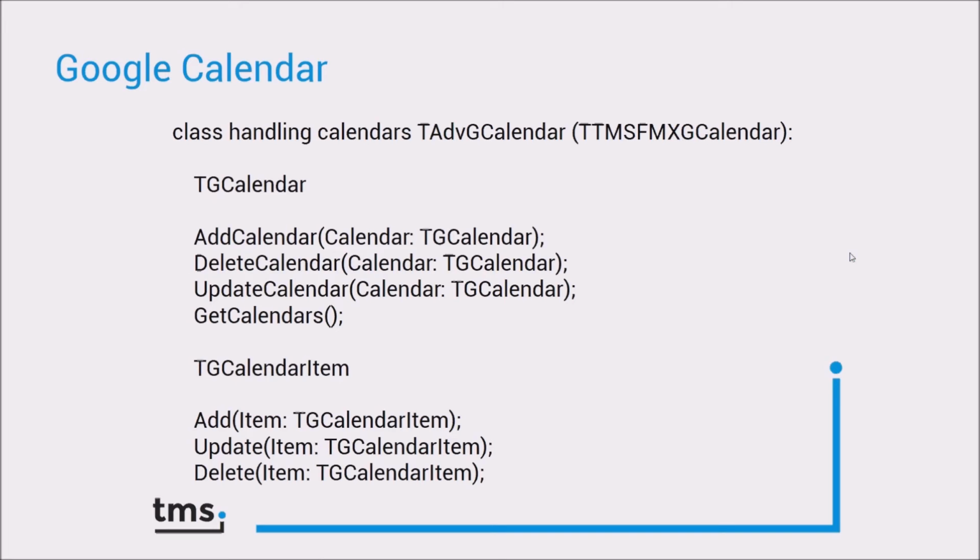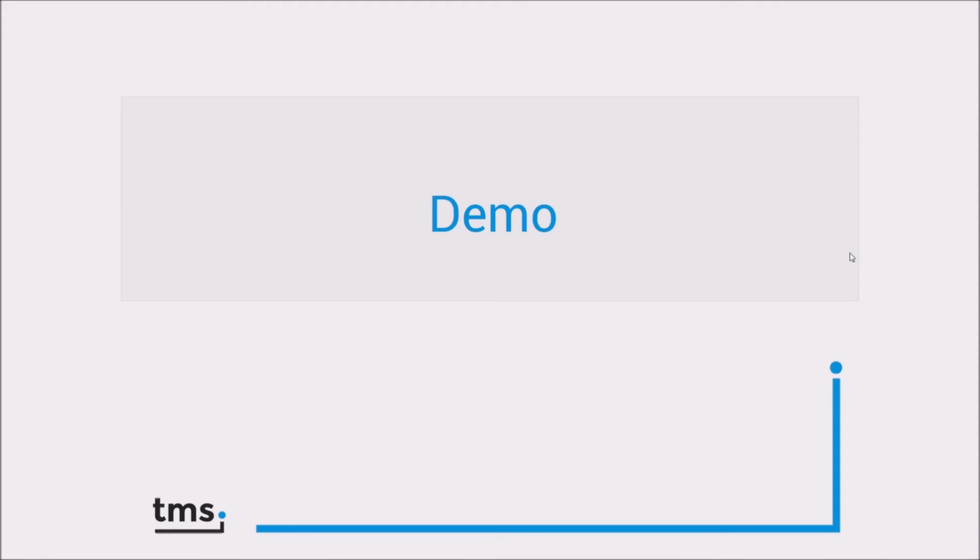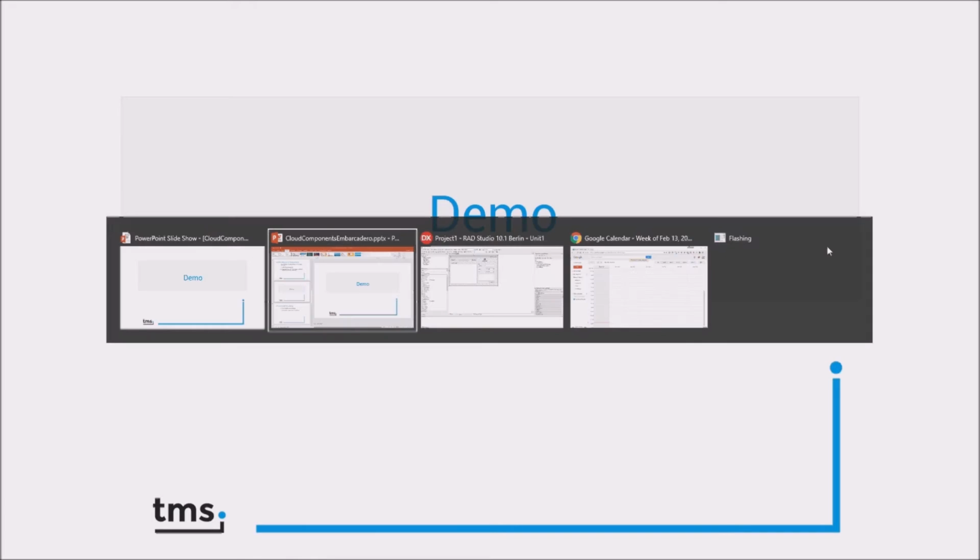And it exposes this via methods where you can add, delete, and update calendars or retrieve all calendars that are associated with your account. And to manipulate the specific events within a calendar, we have the TG Calendar item class and a collection of such items where you can add, update, and delete items on this class. Things will become clear when we have a look at the demo.